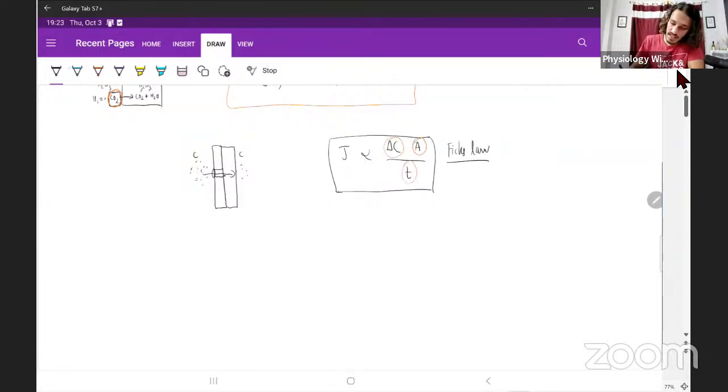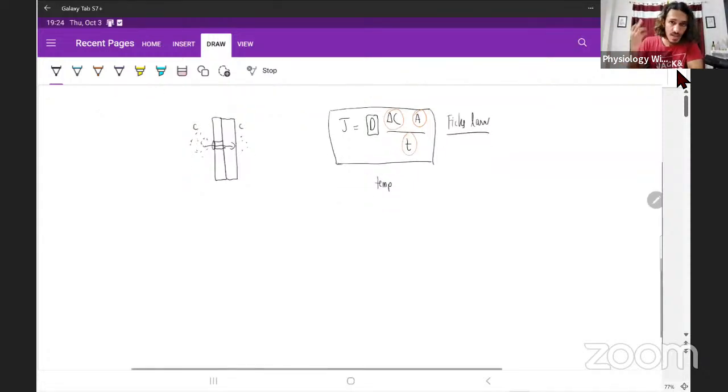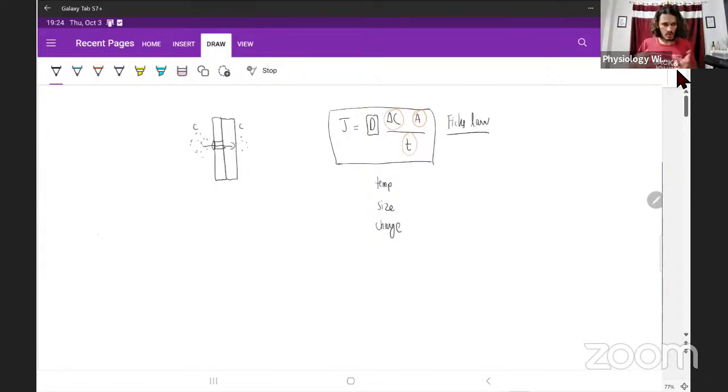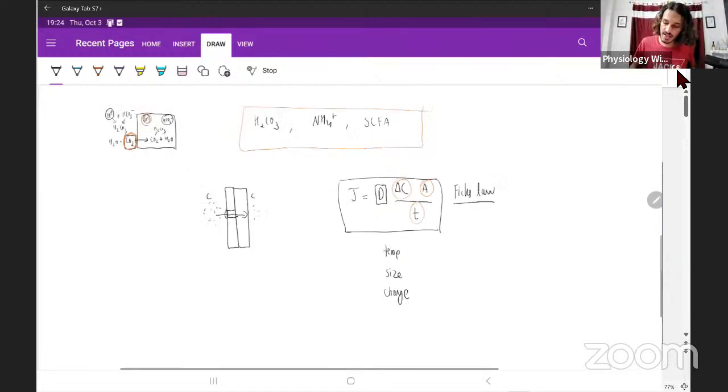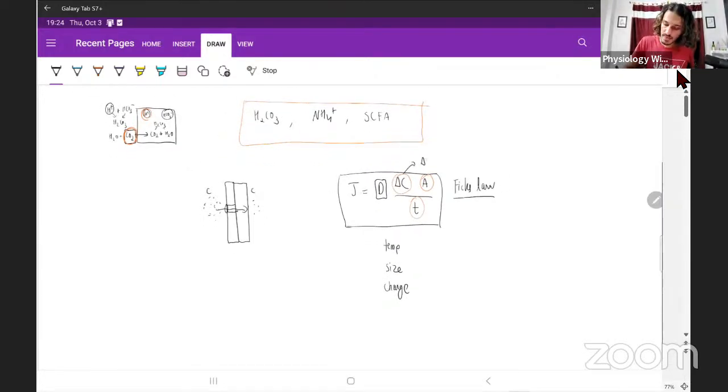Now to make this equal, if you have to remove this proportionality, make it equal, you can put a diffusion coefficient. Now, various things are determined based on this. For example, your temperature. Higher the temperature, more kinetic energy and more diffusion will happen. Okay, that is one thing. Your size, the charge of the particle. Okay, so like this, even apart from concentration gradient, sometimes you can replace it with pressure gradient or electrical gradient.